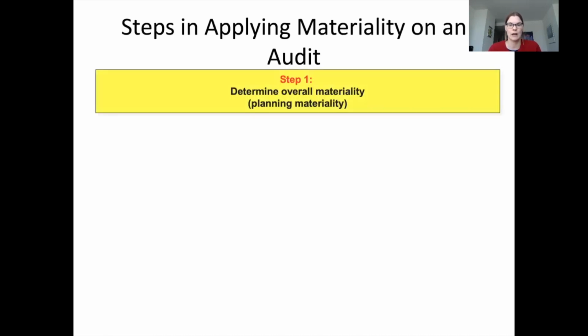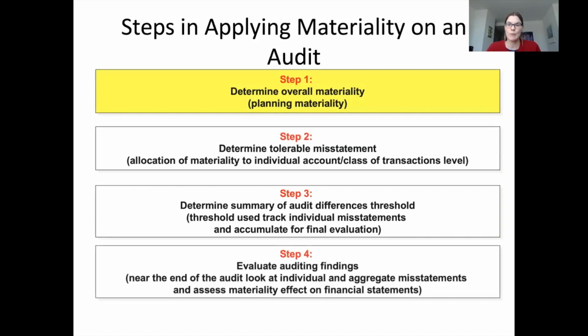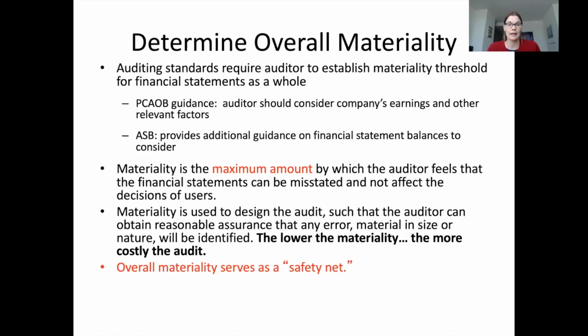Now we're going to quickly talk through the steps in applying materiality on an audit. Step 1 is to determine overall materiality, also known as planning materiality. Overall materiality represents the amount by which the auditor feels those financial statements could be misstated before they start impacting the decision of reasonable users. So we're trying to find this threshold where above the line, it impacts the reasonable users. Below the line, it doesn't impact the reasonable users. We want to figure out where that threshold is.